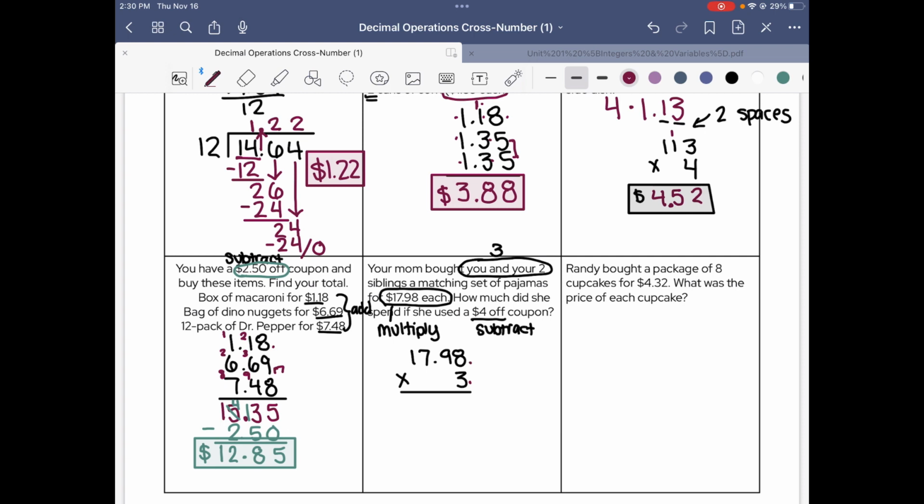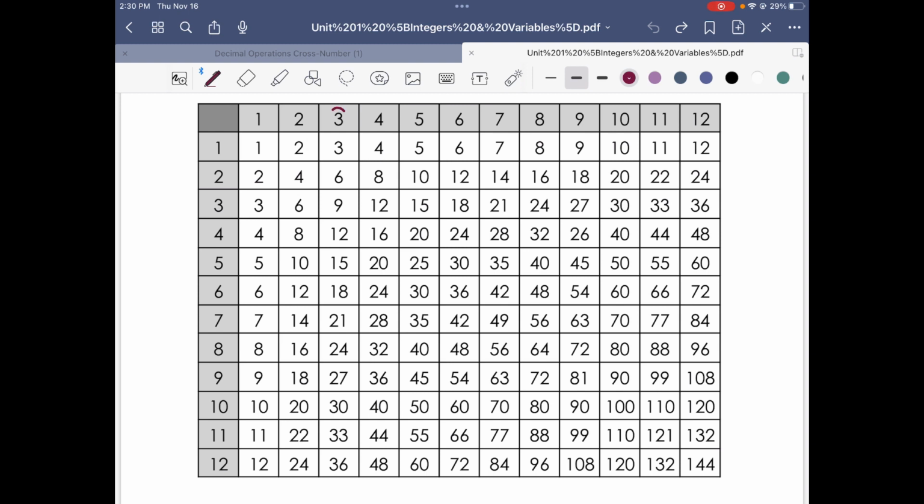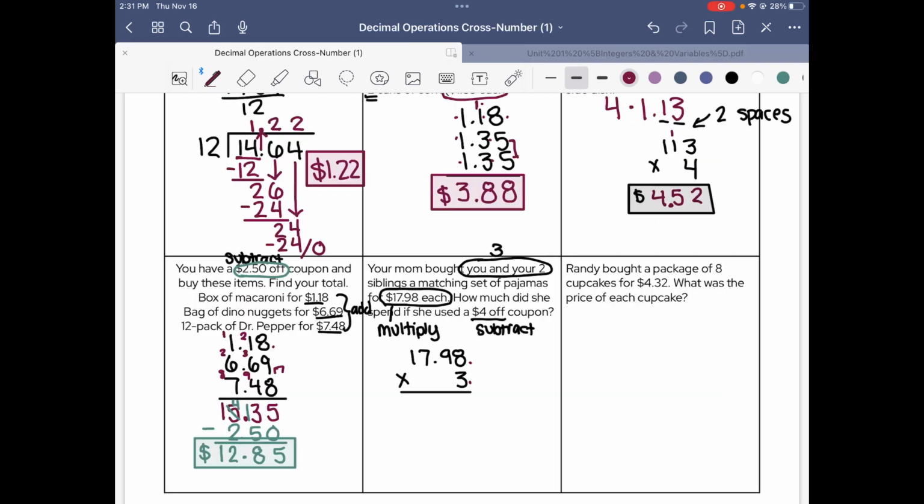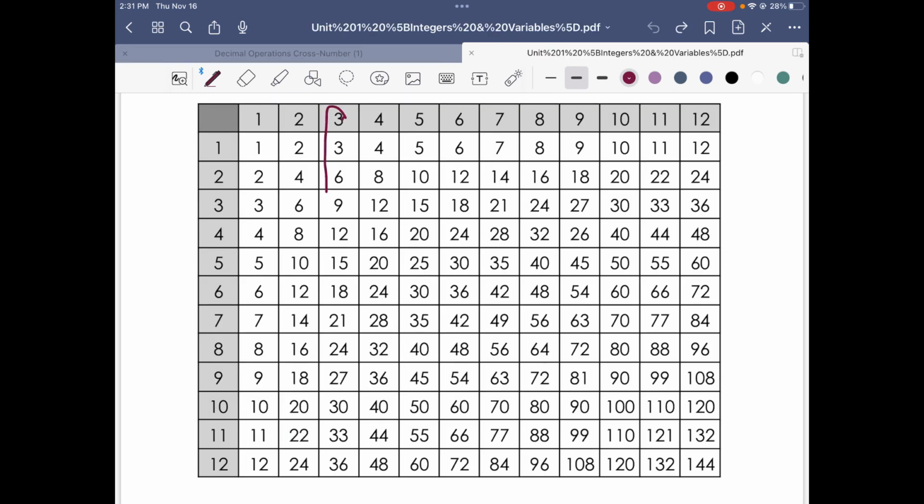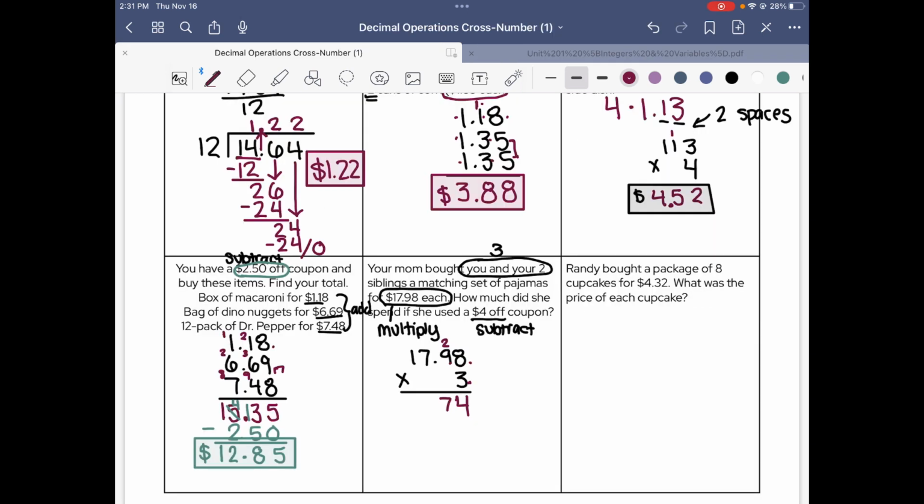3 times 8 is 24. I haven't done it in a while, so I'm going to remind you, you can always go to 3 all the way down to 8, and that tells you that it's 24. Only write the 4, carry the 2 over. Then we're going to do 3 times 9. 3 all the way down to the 9 is 27. Write the 7. Oh, don't write the 7 because we're supposed to carry a 2. So that would be 29. Carry the 2.